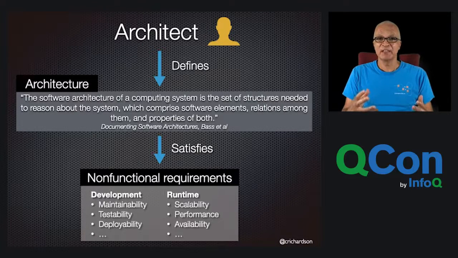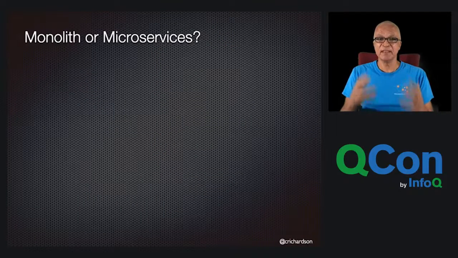An application architecture is a set of structures, elements, and relations that satisfy its non-functional requirements. These consist of development time requirements such as testability and deployability, and runtime requirements such as scalability and availability. These days, one key decision that you must make is deciding between the microservice architecture and the monolithic architecture.